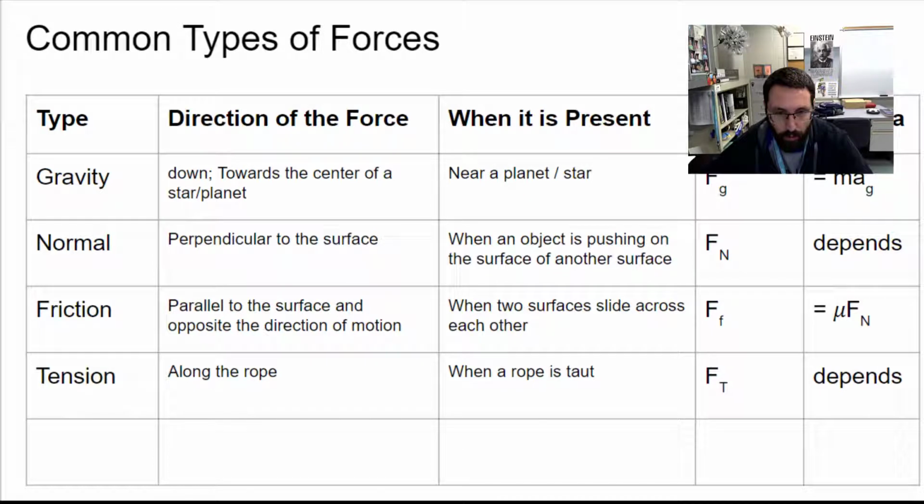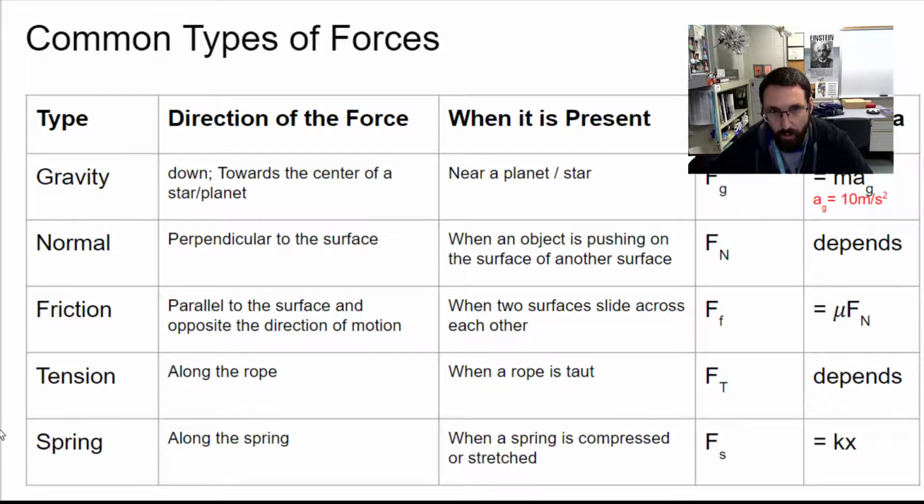The next one we're going to talk about is tension. Anytime we have a rope or a cable, or sometimes maybe a chain or something like that, we're going to say that there's tension. It's present whenever the rope or chain or cable is stretched or taut, and it's always whatever direction the rope is going. So we don't have a formula for it. It's going to depend on the physical situation. The symbol is F and then a subscript T.